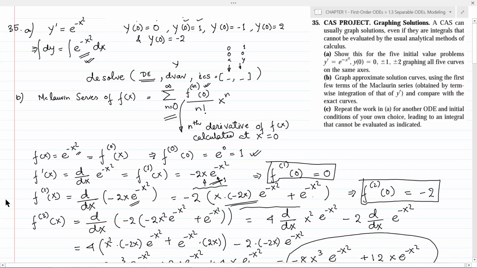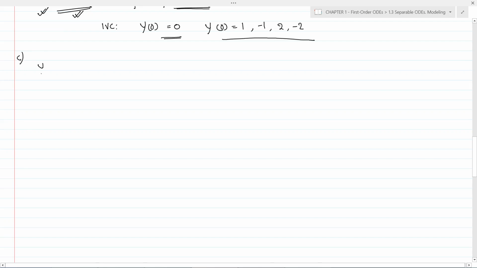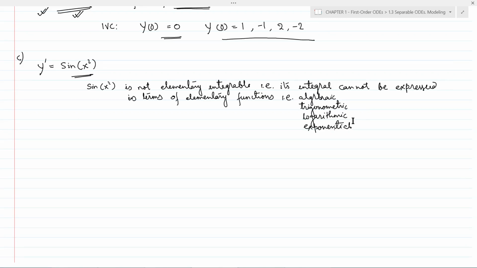Question C. Repeat the work in question A for another ordinary differential equation and initial conditions of your own choice leading to an integral that cannot be evaluated as indicated. Let us take the ordinary differential equation y dash equal to sin x square. Now, the sin x square function is not elementary integrable, that is, its integral cannot be expressed in terms of elementary functions, that is algebraic, trigonometric, logarithmic or exponential functions.